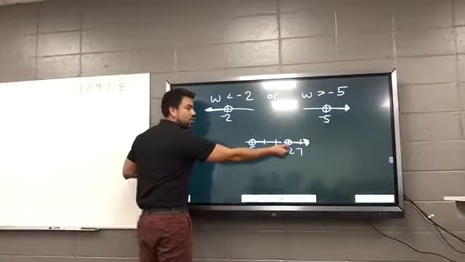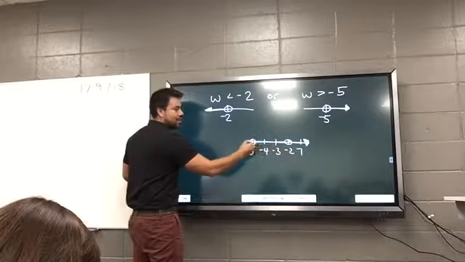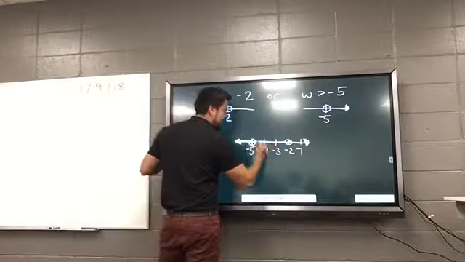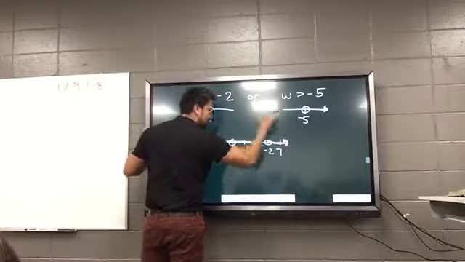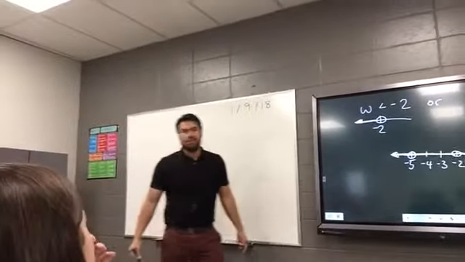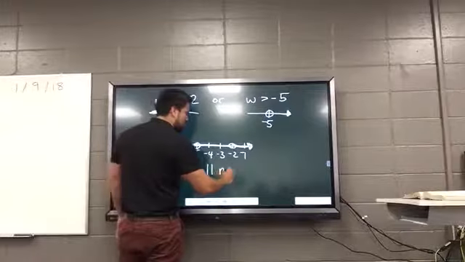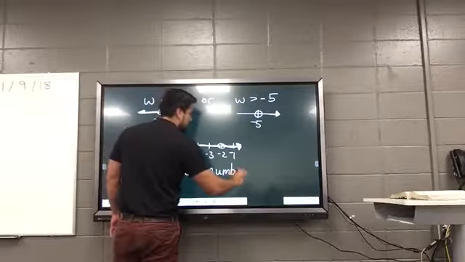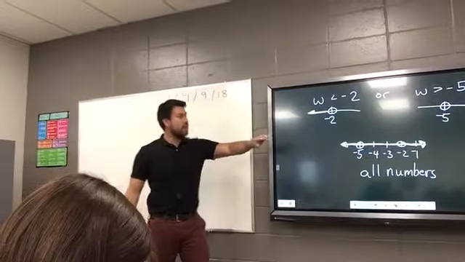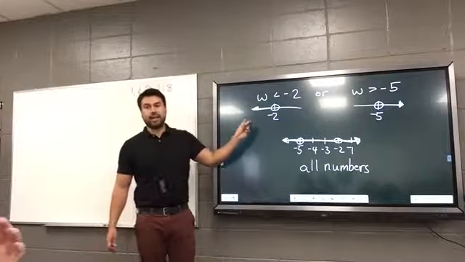From -2, you go to the... So guess what happens here? Logically, it's closed circle. It's all of this, and it goes both ways infinitely. You know what your solution set is? Everything. All numbers. All numbers are either greater than -5 or less than -2.